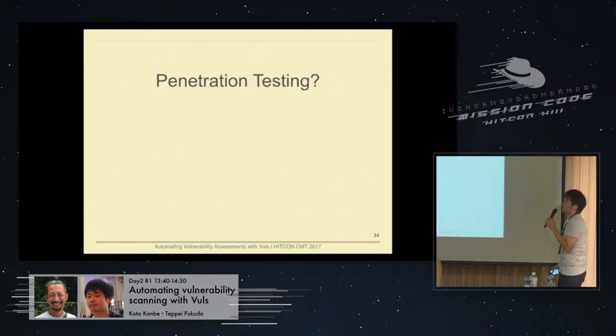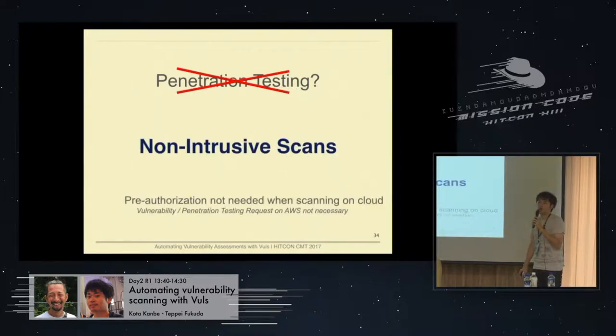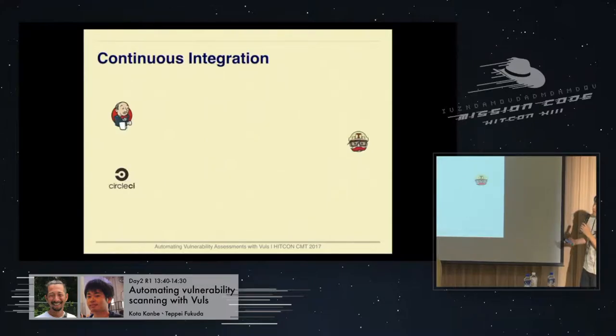Some people mistake Vuls for penetration testing. Actually, Vuls scans are non-intrusive, because Vuls only checks security updates on the server. This means that pre-authorization isn't needed when scanning on the cloud, such as AWS and so on. Unlike penetration testing, since Vuls scans are non-intrusive, it works well with continuous integration, such as Jenkins, CircleCI, and Travis CI.